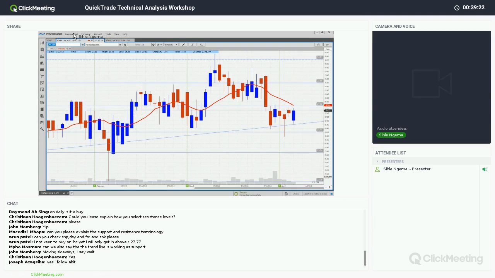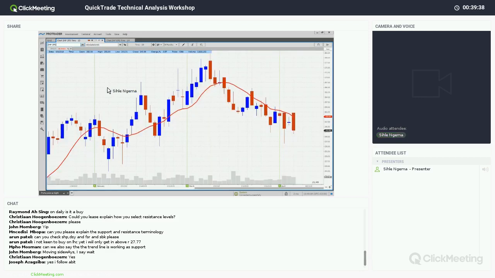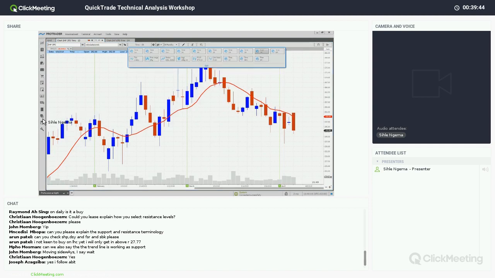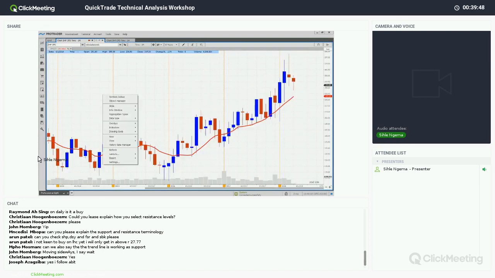Before we go and look at support and resistance, let's look at the stocks that Arun asked me to check out. The first one is going to be SHP. SHP is the short code for ShopRite. First step is your monthly time frame.